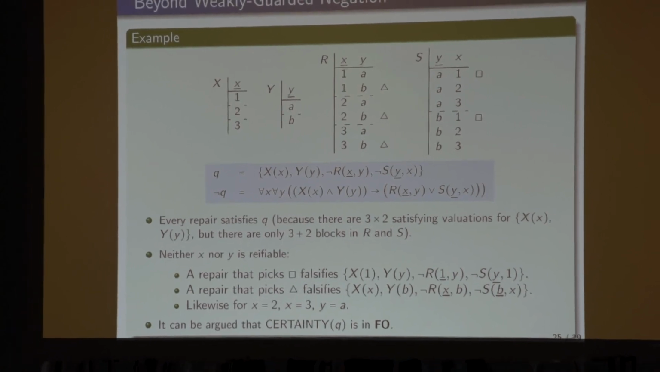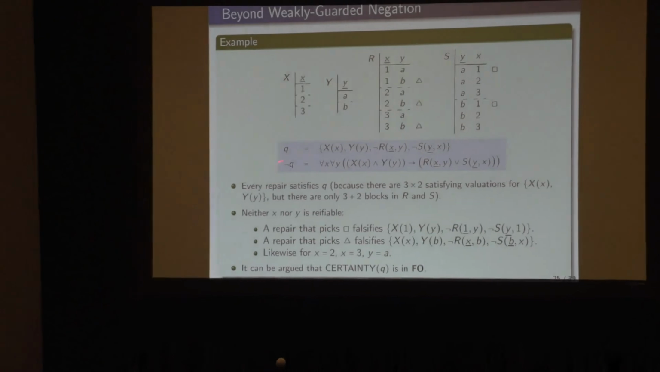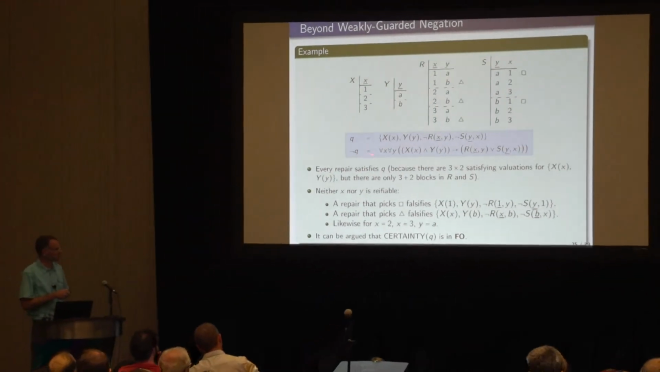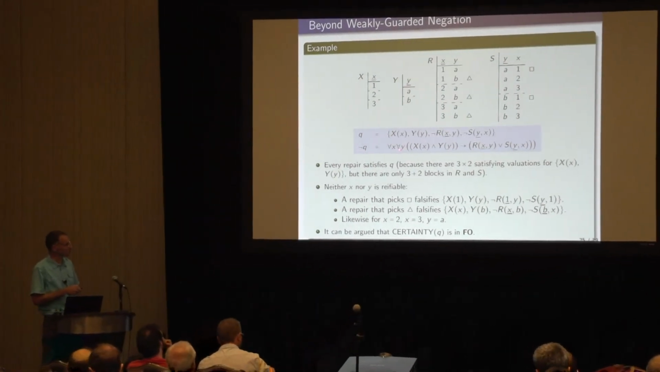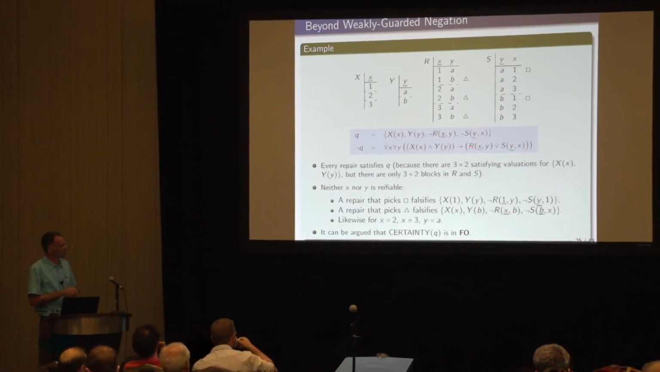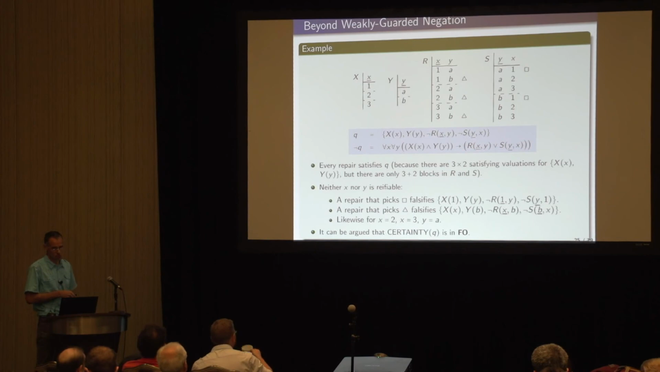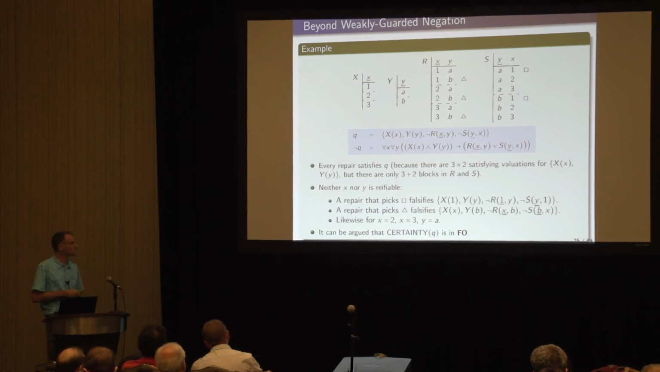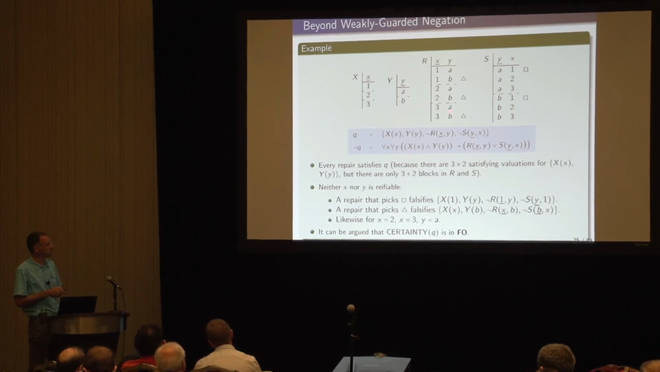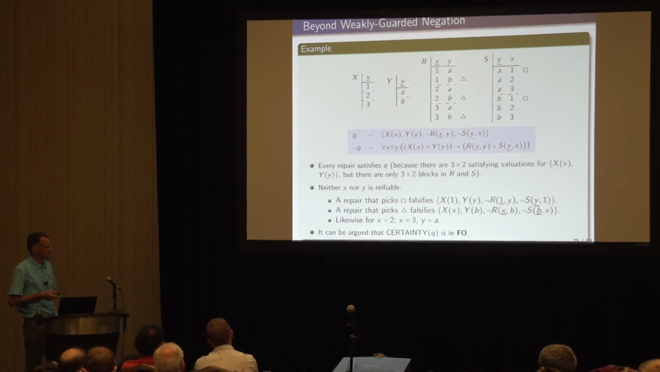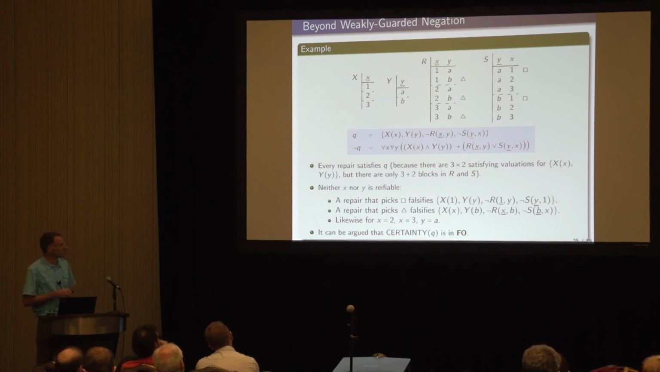Right? It may be useful to think also about this query. The negation of this query can be expressed like this: for all x, for all y, if x is x, y and y, then one of these two should be true. That's just the negation. Now, if you look at this database, then it can easily be seen that every repair satisfies the query, right? And why is this?